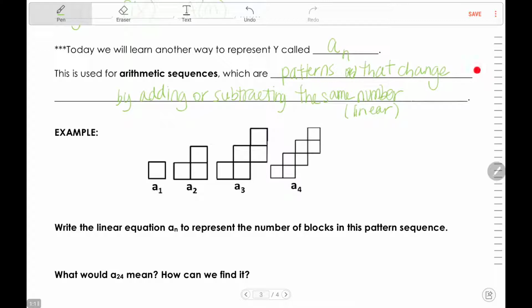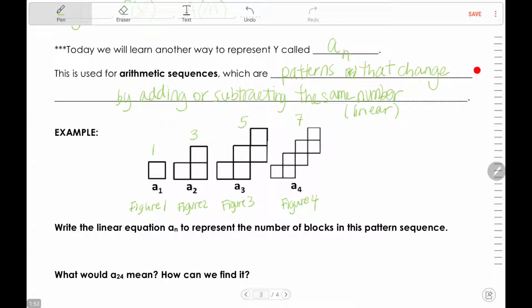We have a base 1, a base 2, a base 3, a base 4. Another thing that these are saying here is basically figure 1, figure 2, figure 3. We've seen this before. Figure 4. What we need to do is write a linear equation, a base n, another way to represent y, to represent the number of blocks in this pattern sequence. So let's take a look. In figure 1, we have 1 block. Figure 2, we have 3 blocks. Figure 3, we got 2, 4, 5. And then figure 4, 2, 4, 6, 7.